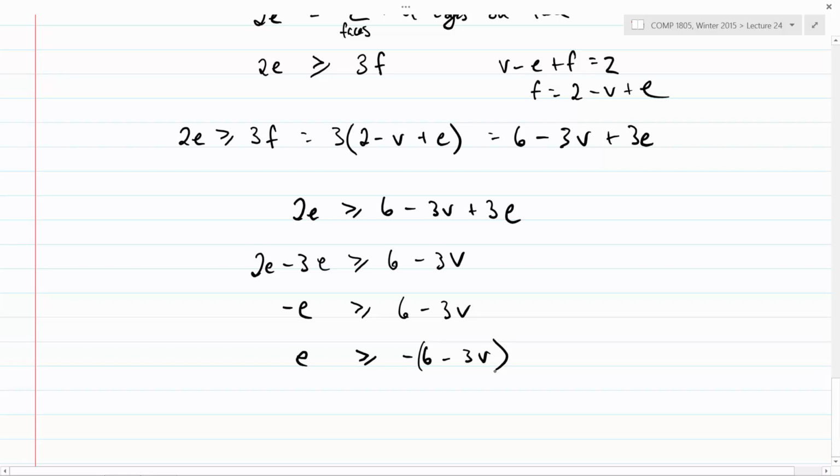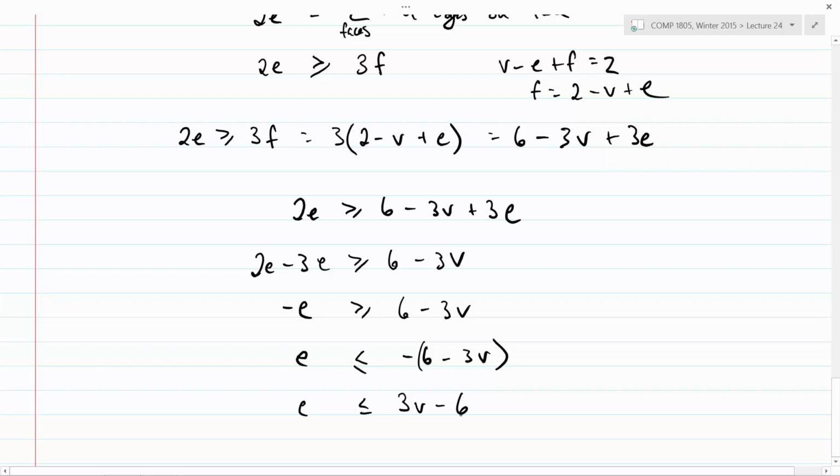Why is that wrong? Right. When you multiply both sides by minus 1, you flip the direction of the inequality. You're allowed to do it. That's fine. You just need to remember to flip the direction of the inequality. Very common source of an error. So that says that E is less than or equal to minus 6 minus 3V, which is exactly the same thing as 3V minus 6.